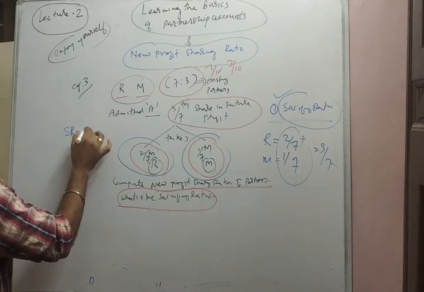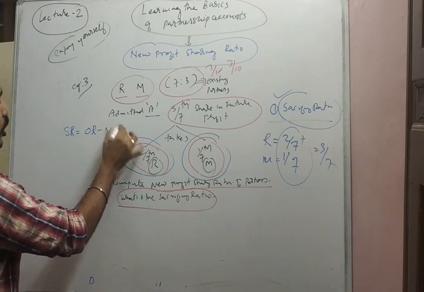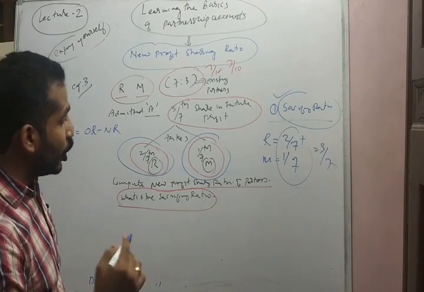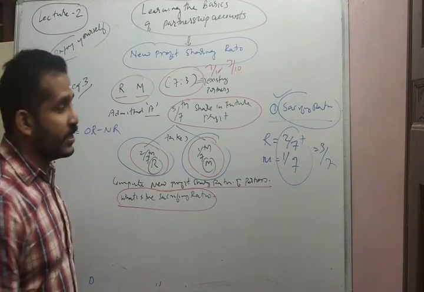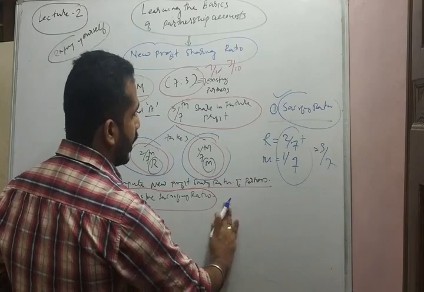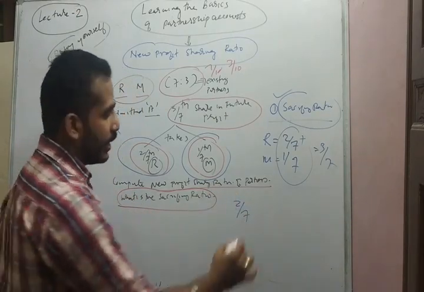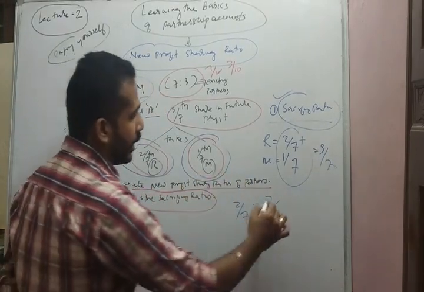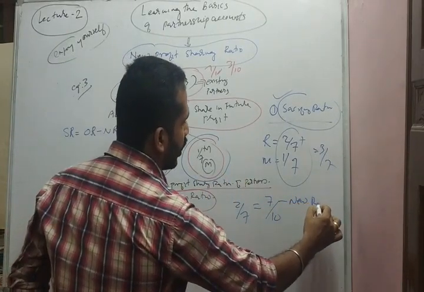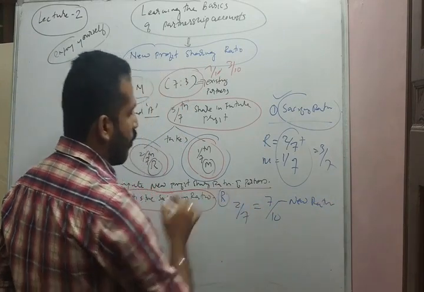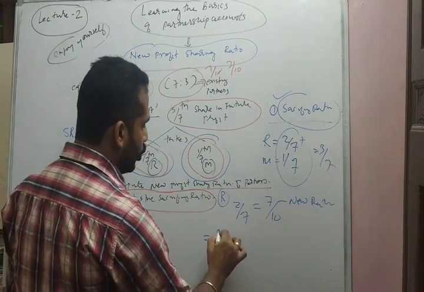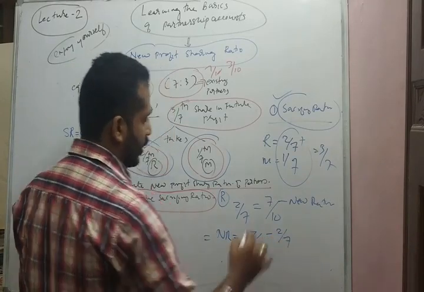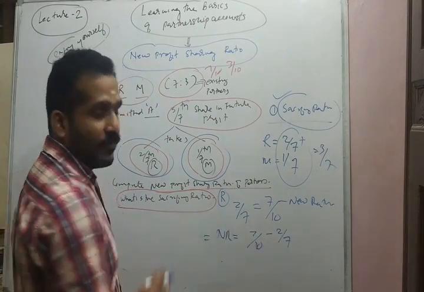Sacrificing ratio is equal to old ratio minus new ratio. So, what is the sacrificing ratio for R? For R, it is 2/7. That is equal to old ratio, 7/10, minus the new ratio. So, for R, what will be the new ratio now? New ratio is equal to 7/10 minus 2/7. Old ratio minus sacrificing ratio.